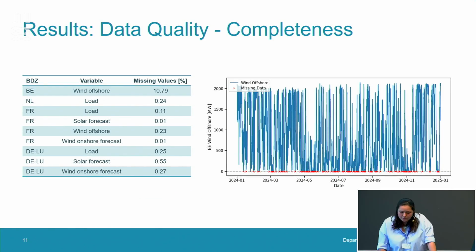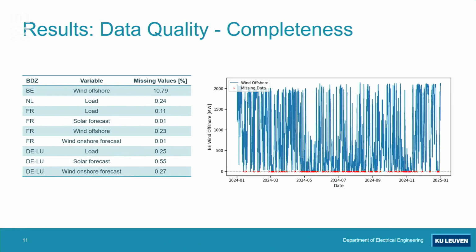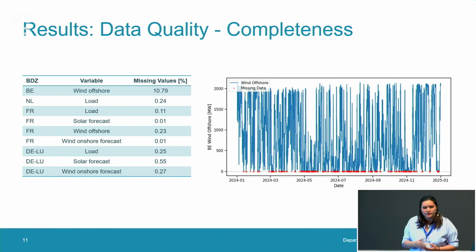So starting with the results, we can see here the missing data of these fields. If the field is not here, it's because there was no missing data for that variable. So we see that the most concerning one for these bidding zones is the wind offshore in Belgium. Around 10.8% of the values were missing. This is just a plot to illustrate that it's across the whole year, not just some specific dates. We see the missing data everywhere, and then for the remaining variables, it's some values here and there.